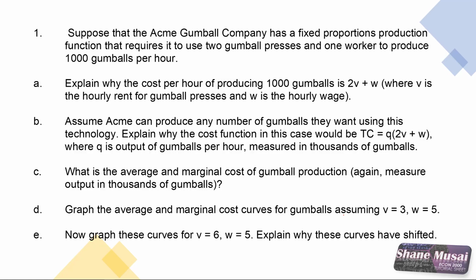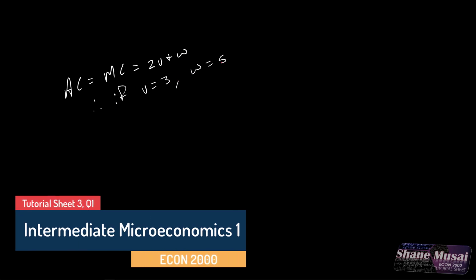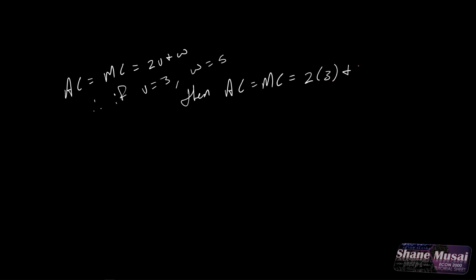Now part D says, graph the average and marginal cost curves for gumballs assuming V is equal to 3 and W is equal to 5. Remember, your average cost is equal to your marginal cost, which was equal to 2V plus W. Therefore, if V is equal to 3 and W is equal to 5, then your average cost, which equals your marginal cost, would equal 2 times 3 plus 5, which is equal to 11.